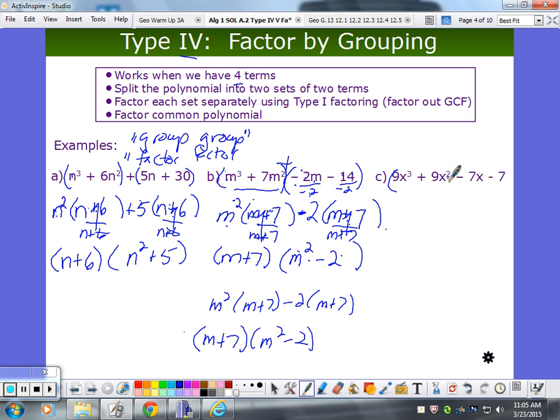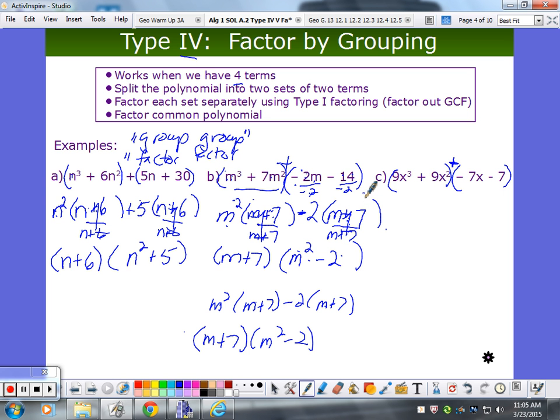Let's try this one. Group. Now see how the minus goes inside the grouping. Put your plus back in. What if you forgot to do the division to take out the m plus 7, and the numbers inside the parentheses are not the same? Then I can't factor it.